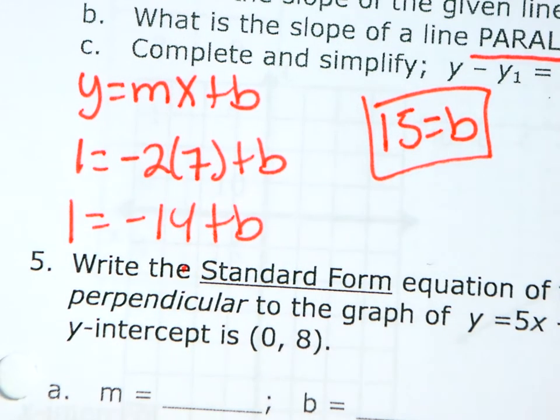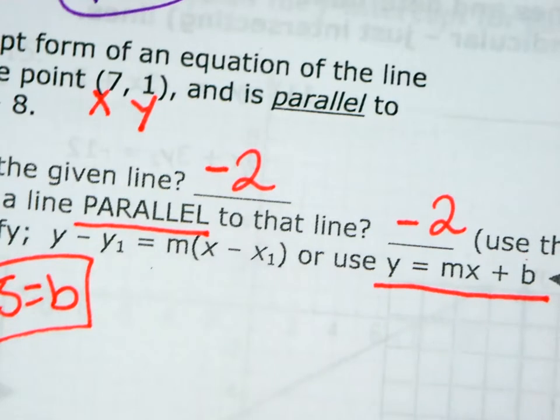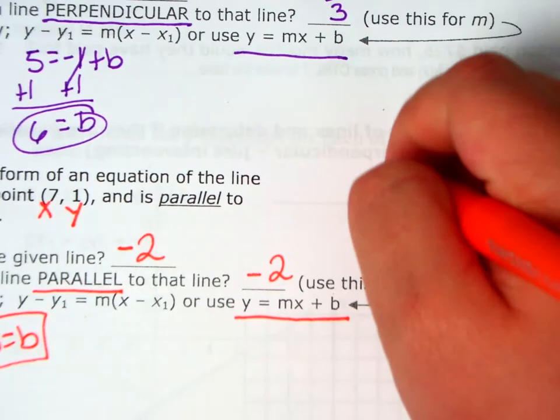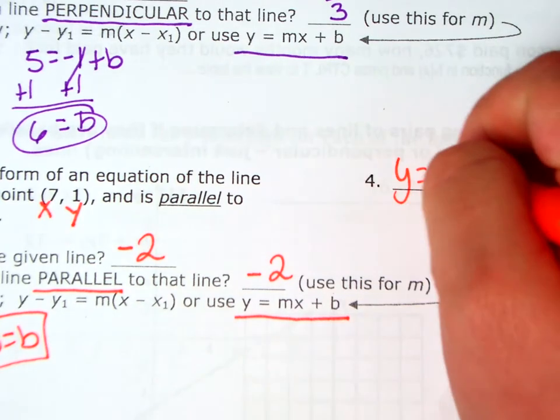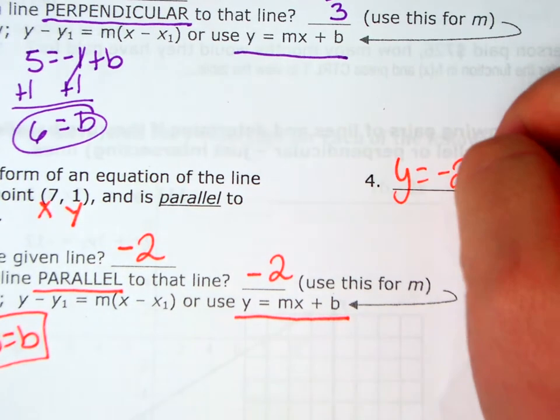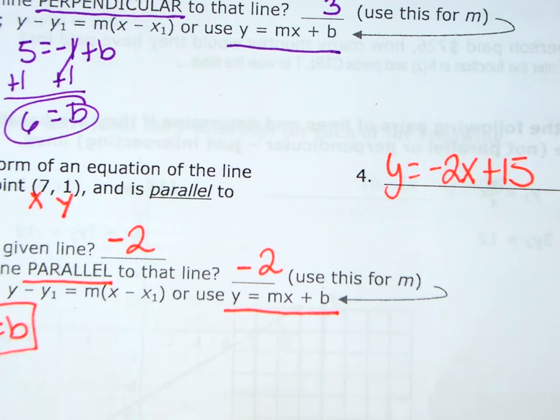So now that we have b is equal to 15, then you have y equals negative 2x plus 15, and we're done with that one.